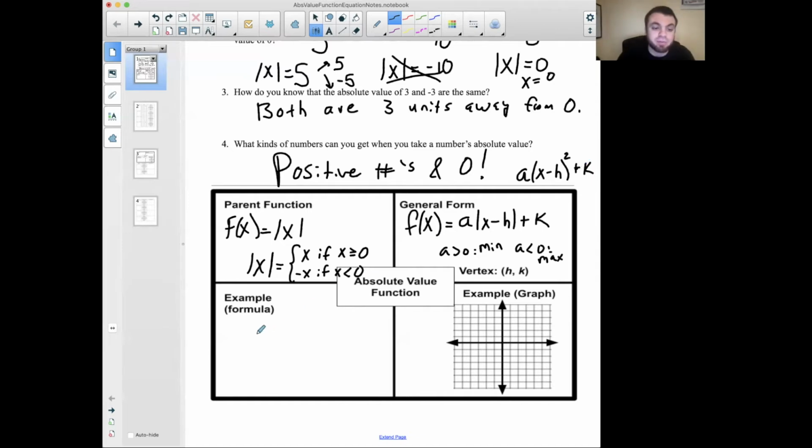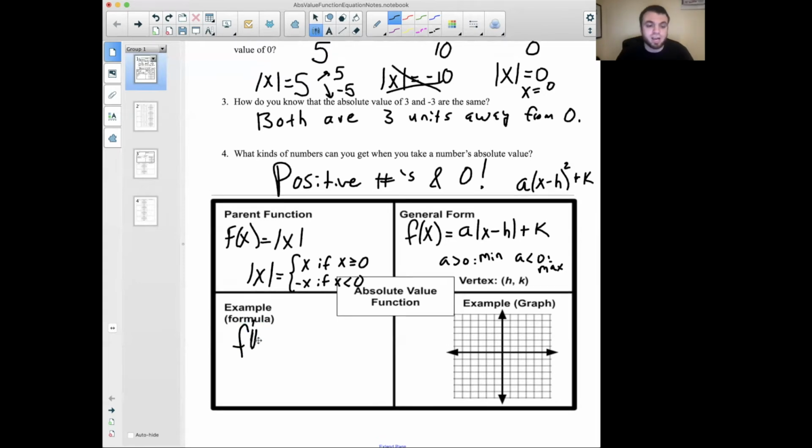So here's an example formula. Okay, there's many different possible examples. I'm just going to choose one. Sometimes my marker and my trackpad don't want to cooperate. So f(x) equals, I'm going to do just straight up the absolute value of x minus 1, plus 2.